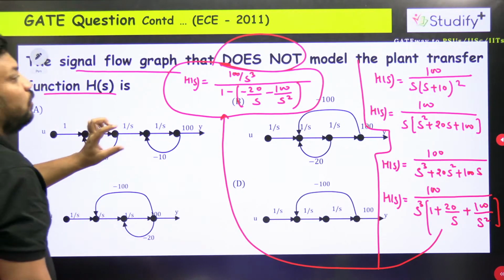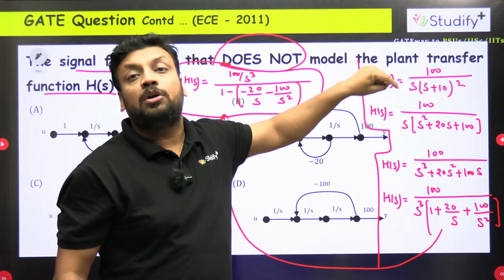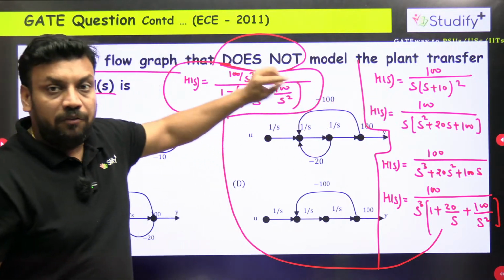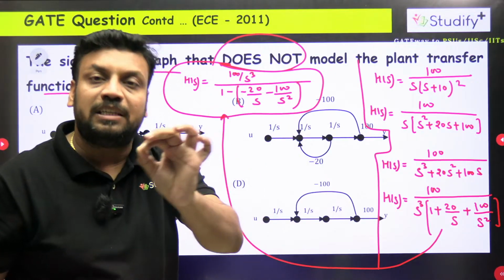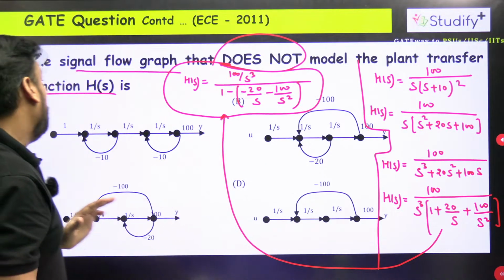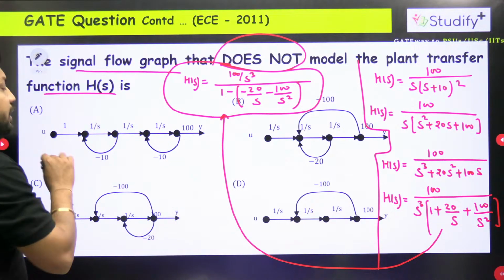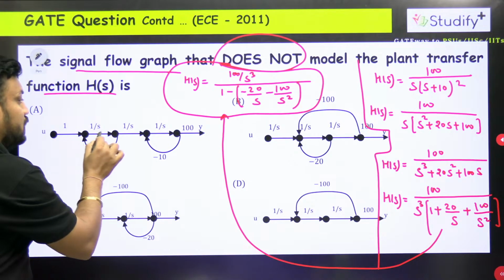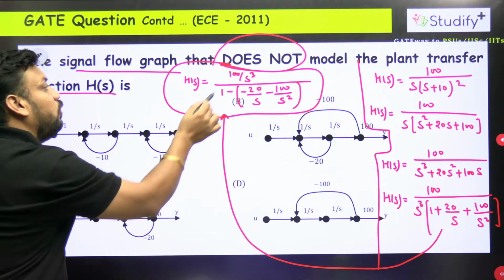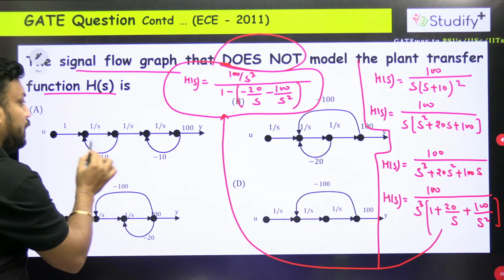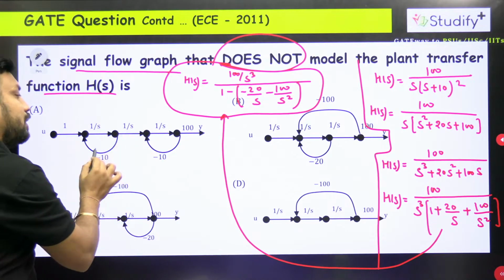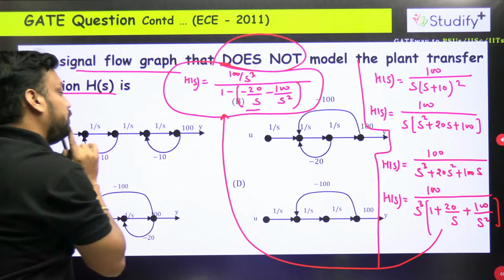Now check, we are looking for the option which does not model the transfer function. Which does not model means out of 4 options, 3 options do satisfy, yes or no, guys? So now tell me, let's talk about option number A. What is the forward path? 1 by s, 1 by s, 1 by s, 100 by s cube, forward path satisfied. Now if I talk about loop gain, minus 10 by s and minus 10 by s will become minus 20 by s, satisfied, sir.